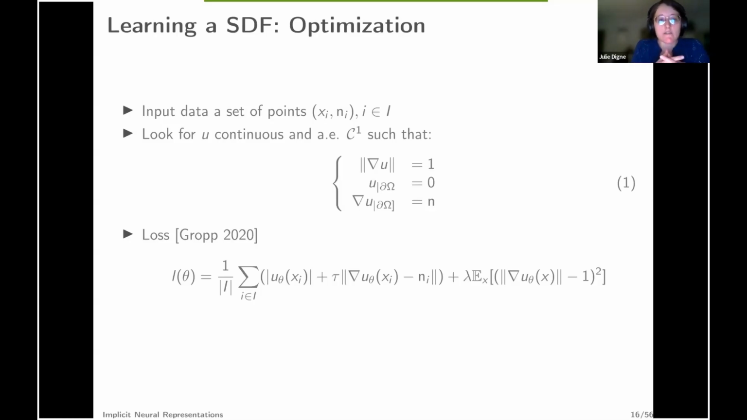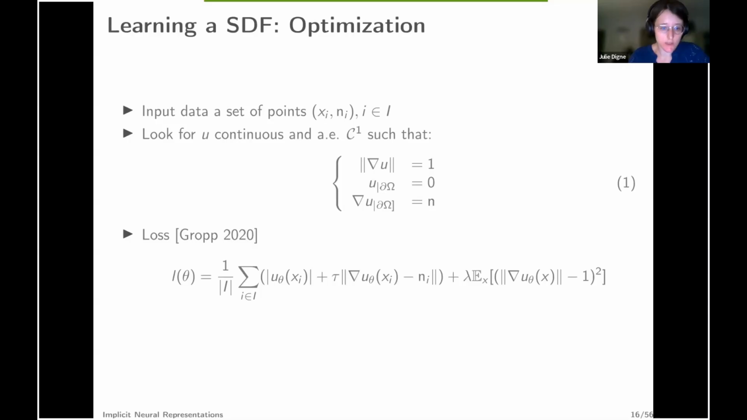And formally, what we're looking for is a function u, which is continuous and almost everywhere smoothly differentiable, almost everywhere, almost is very important here, such that the norm of the gradient of this function is one. It should be zero on the surface, and the gradient of the function should align with the normal on the surface as well. So this is only a simple Eikonal equation. This is what is called the Eikonal equation. And in 2020, it was turned into a loss in a paper by Gropp and colleagues.